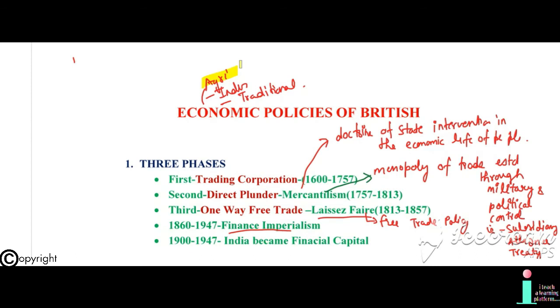No monopoly of a few in the initial phase of industrial evolution. The middle class believed in open market competition. Thus, mercantilism was sidelined by laissez-faireism. Mercantilism was in the second phase of the economic policies of the British, in which direct plunder took place, which is based on the doctrine of state intervention in the economic life of the people. As the monopoly of trade was already established through military and political control, that is the subsidiary alliance treaty, which was signed by different princely states according to Wellesley, who was the Governor General.